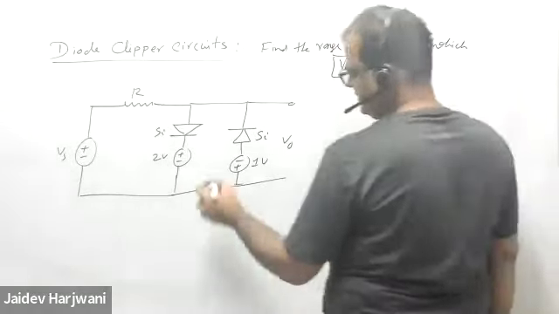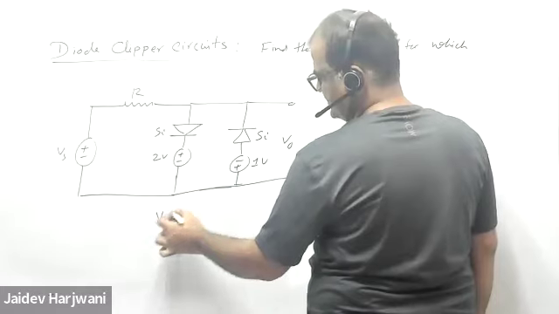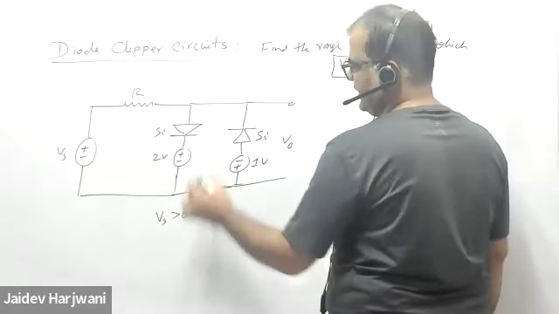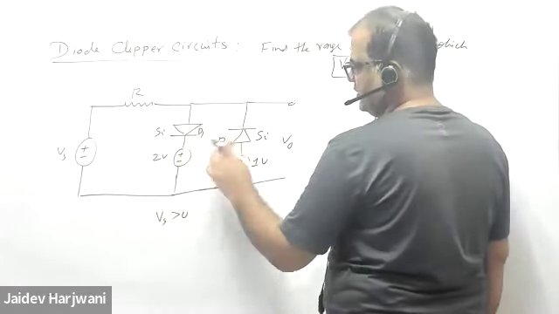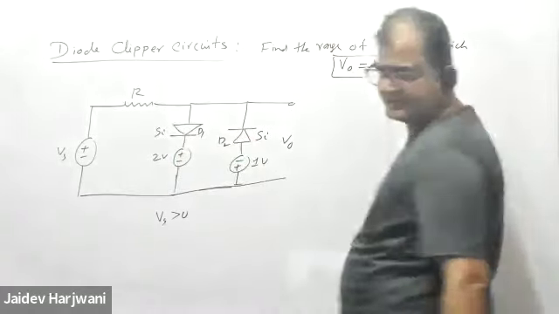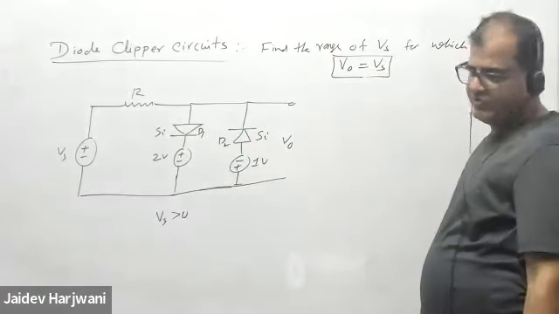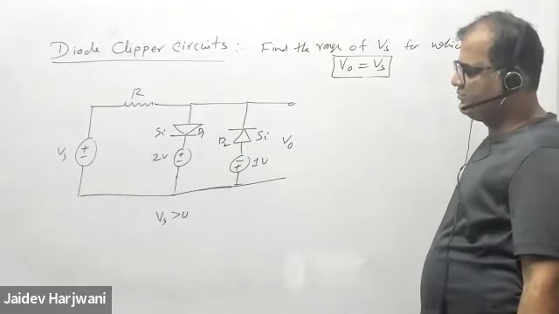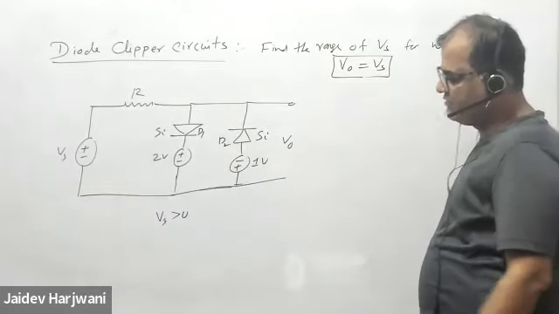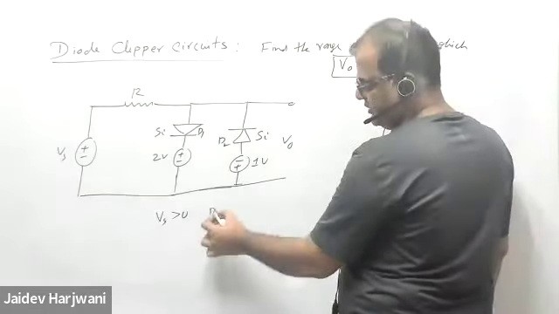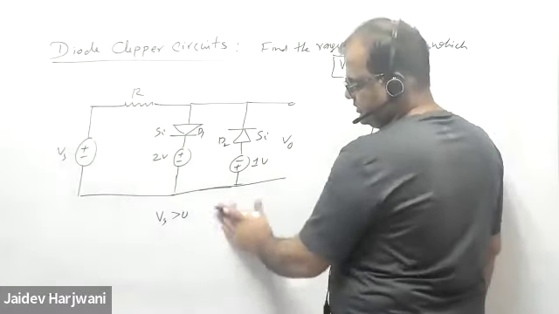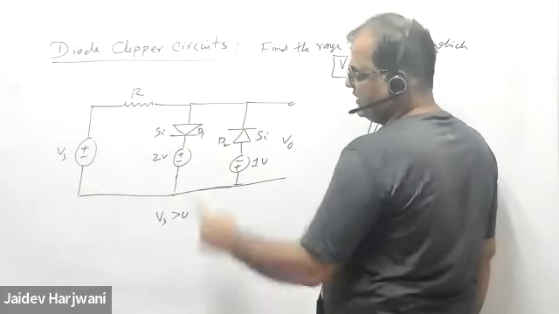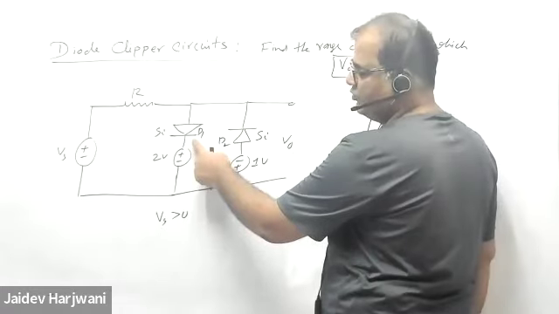Now, if you have Vs positive, again you say this is D1, D2. D2 is always reverse bias. So when Vs is positive, D2 is always reverse bias. But D1 is also reverse bias up to 2 volt.